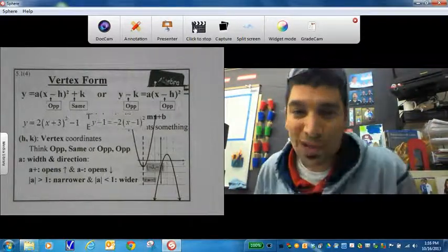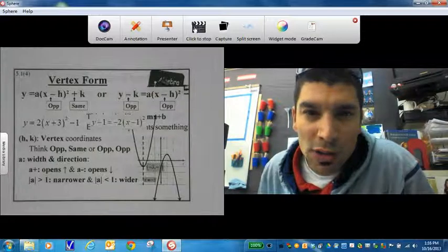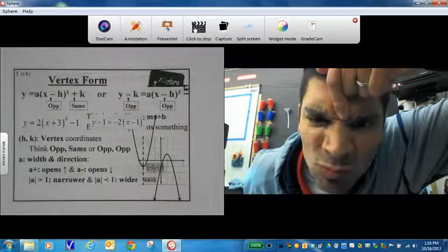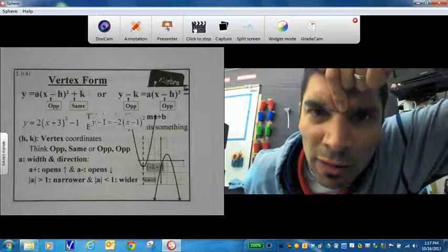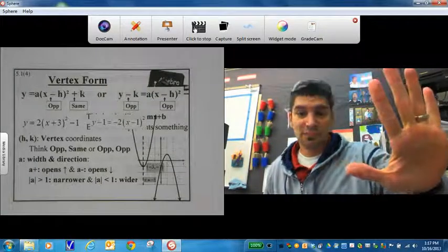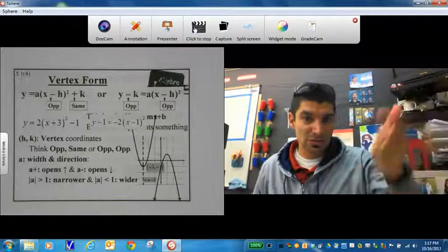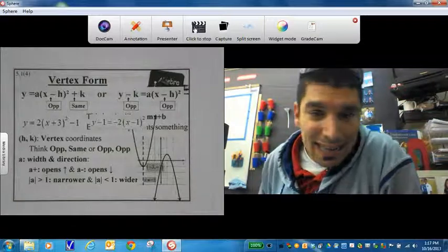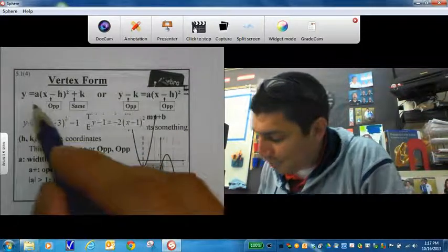Vertex form is one of those things that looks like this. Mean and scary. But it's not. It's really easy to use. Real easy. So I just have to know a couple of things. Let me show you. It's a formula.